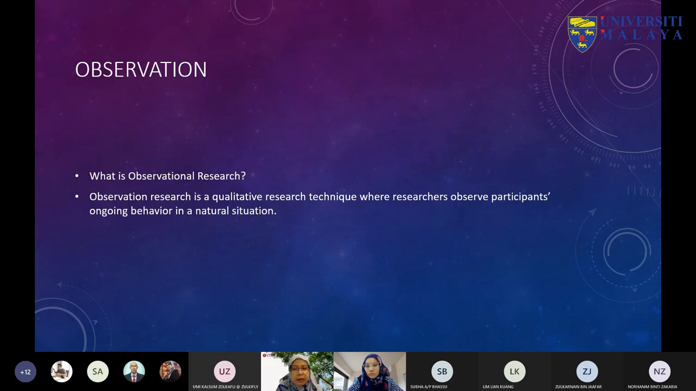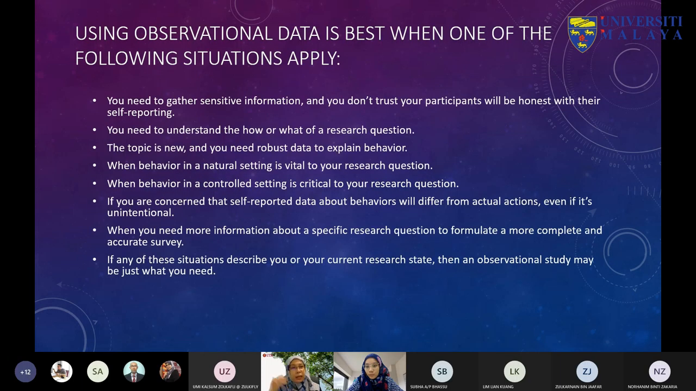Okay, now we move to observation. Observation usually is more of a qualitative research technique. However, it can also be quantitative. Naturally, observation is for qualitative research. However, people in quantitative research can also use observation.